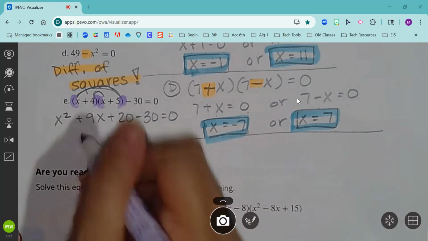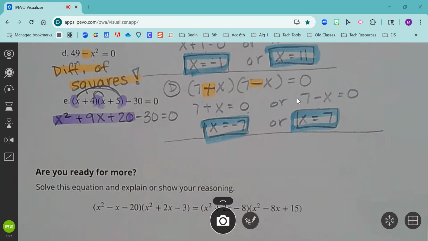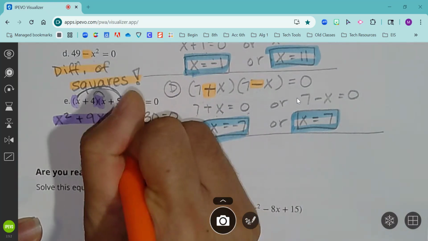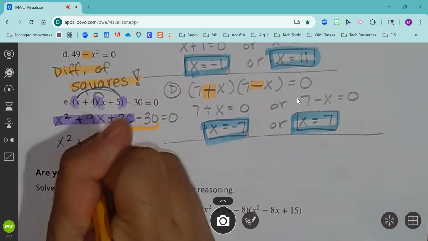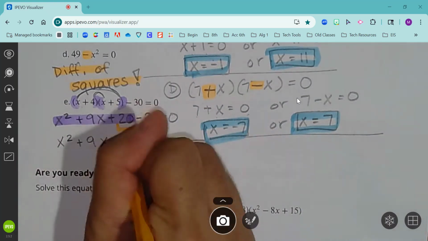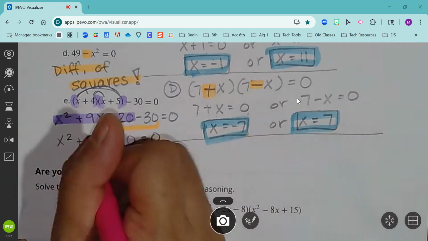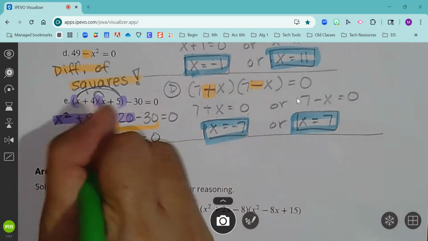Okay, so I just distributed that out into that expression. And then you'll notice the next step you can do is combine terms here. So I get x squared plus 9x, and then 20 minus 30 is minus 10 equals 0. So now I can factor. So I need to multiply to negative 10, but I need to add up to 9.